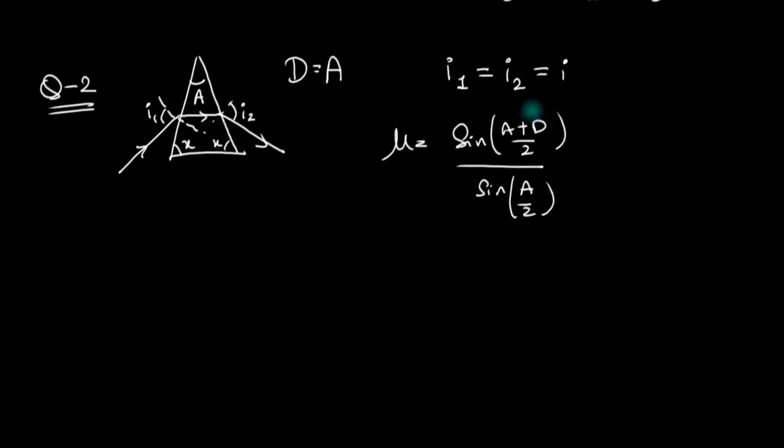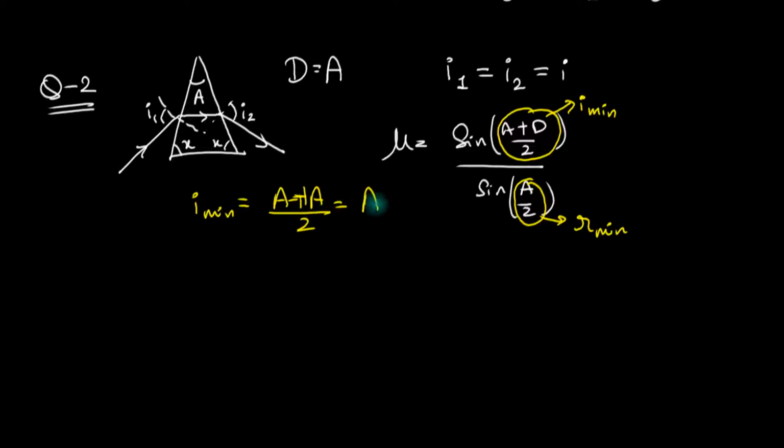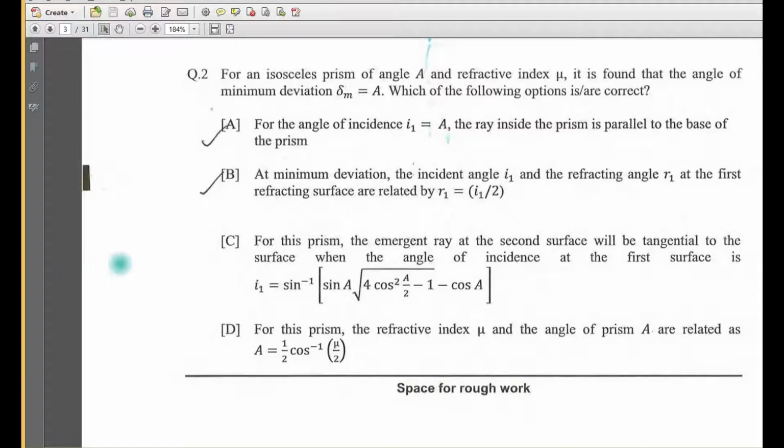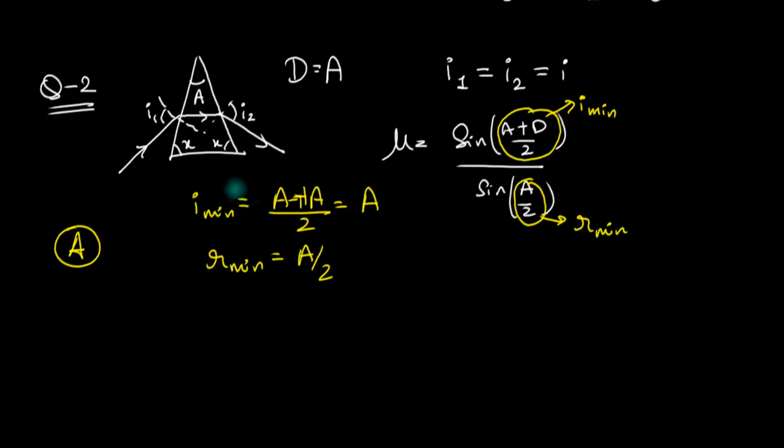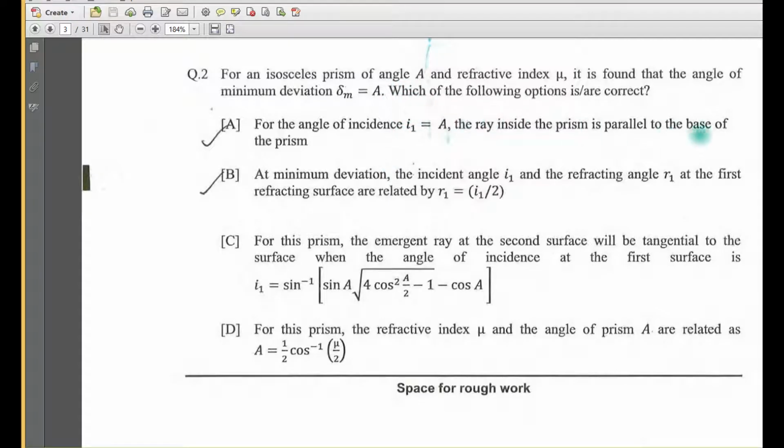This over here, my dear friends, is the angle of incidence for minimum deviation, and this is the angle of refraction for minimum deviation. And so the angle of incidence for minimum deviation turns out to be (A + D)/2, but the D is the same as A, so you add them, divide by 2, that just gives you A. And the angle of refraction for minimum deviation turns out to be A/2. So option 1 is absolutely right. So A is correct, because the angle of incidence for the minimum deviation is A, right? So that makes perfect sense.